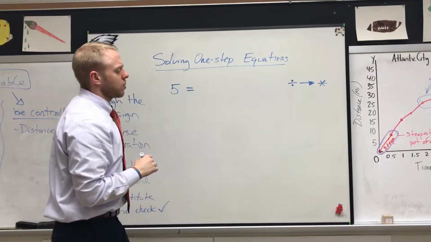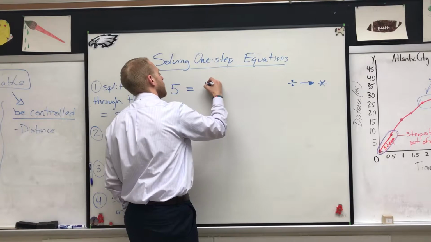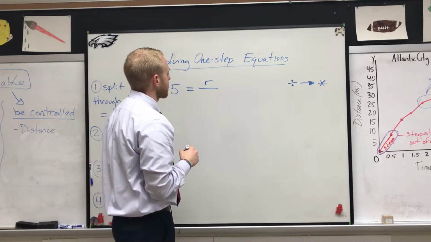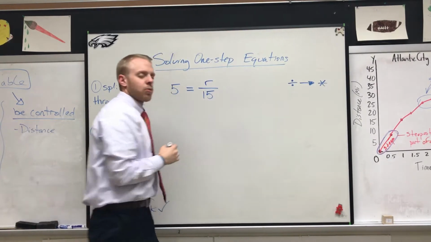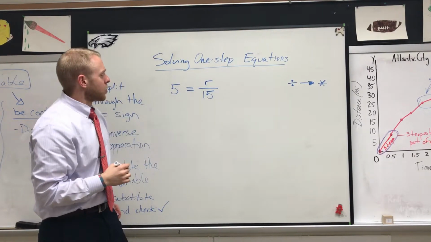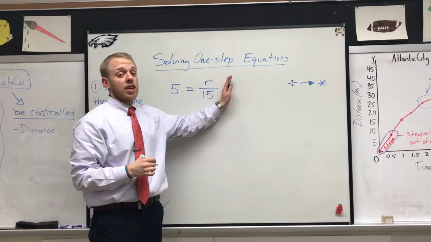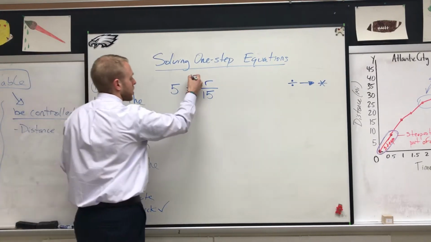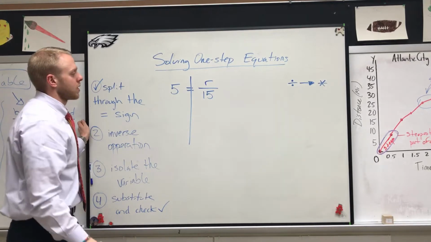And then we're going to use, I think R sounds like a good letter. R divided by, let's say 15. Let's get something a little more challenging this time. So even though our variable's on the right-hand side, it doesn't change the process. First thing we need to do, split through the equal sign. Boom. Step 1 is done.